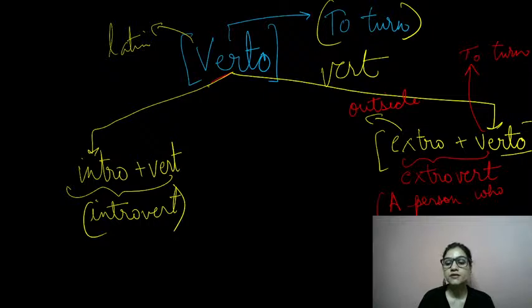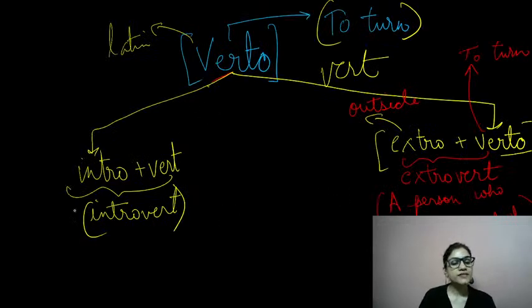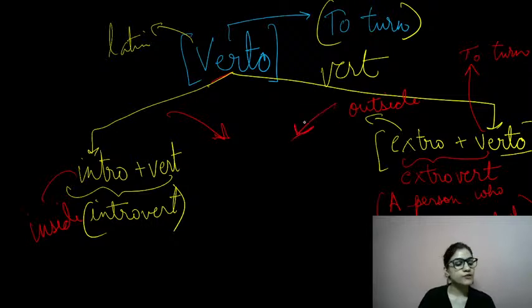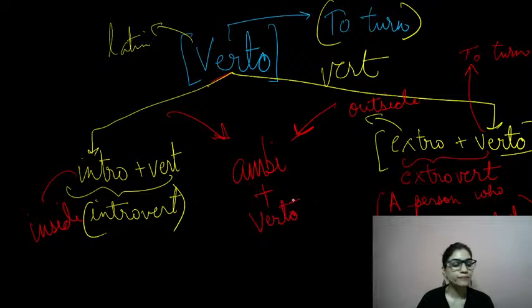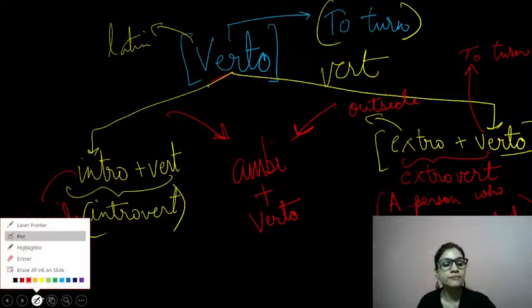who is turned outside. Outside means he will talk more, be more compatible with social culture, okay? More socializing, right? Intro means inside and this is outside. So in between these two there has to be something that talks about ambi. Ambi means both, right? So if I combine the word ambi plus verto, what do I get? Can anybody help me out with this word, guys? Ambi plus what? What do I get?